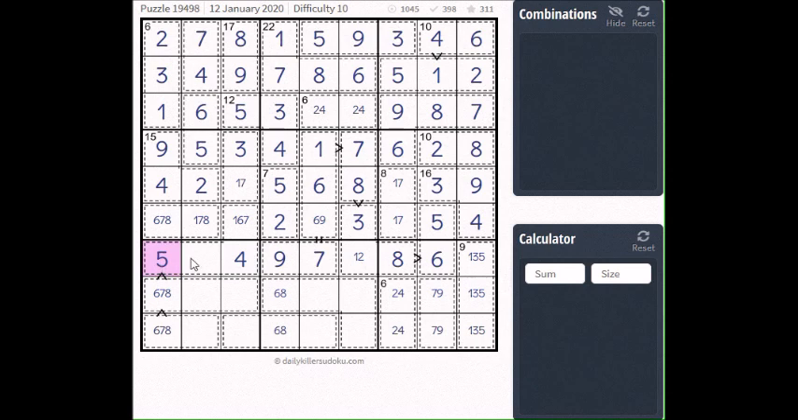Now if this is 4 5 with suppose this is 6 or 7, then the minimum for this cage would be 16, because 5 plus 4 plus 6 would be 15, plus 1. So this is 16 minimum, this would be 17, and this would be 18, which is contradictory. So this cannot be 6 or 7, it must be a 1. And this is 7, 1, 7.